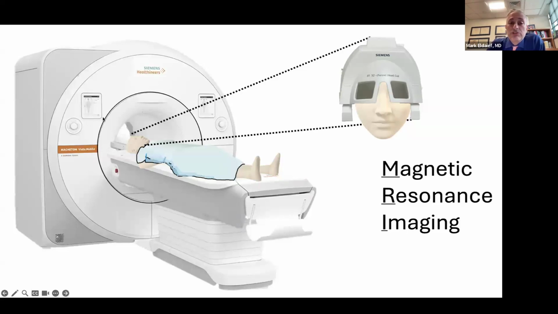So one of the things that we screen people for very thoroughly is to make sure that they're not bringing any metal into the machine. So we want to make sure that they're not bringing like their car keys into the machine, not bringing their credit card into the machine, because that would erase their credit card. And we also do a thorough examination to screen people to make sure that there's no metal in their body.